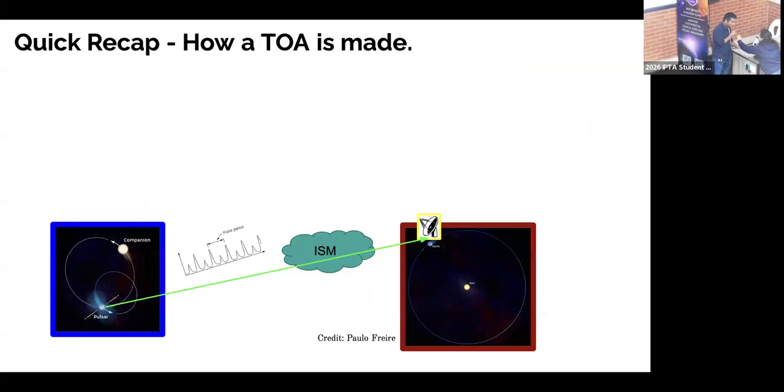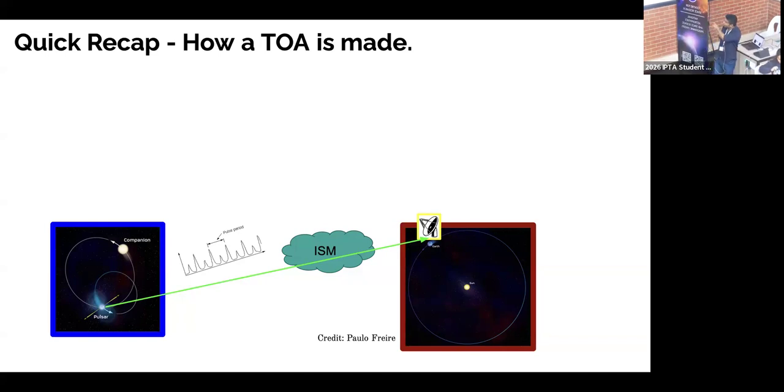So, let me give you a quick recap of pulsar timing arrays or pulsar timing, or how a TOA is made. That's because the data in a pulsar timing array are essentially times of arrival of pulses. And to be able to do noise analysis or noise characterization of such a data set, we need to understand how this thing is made.